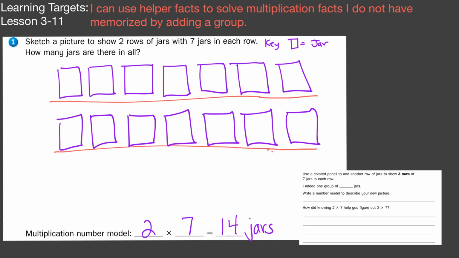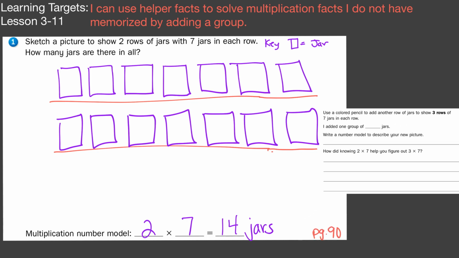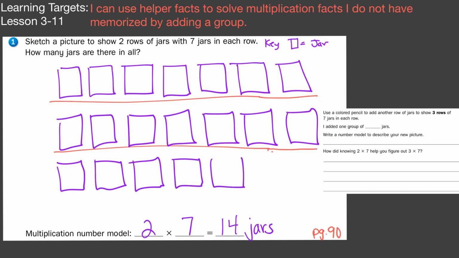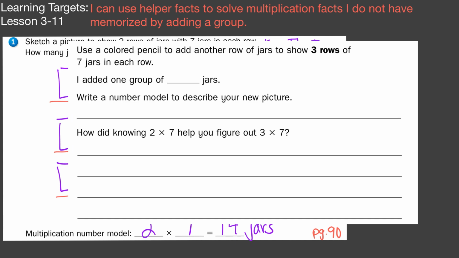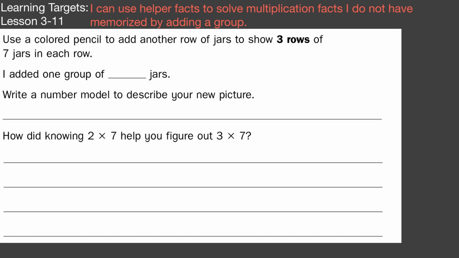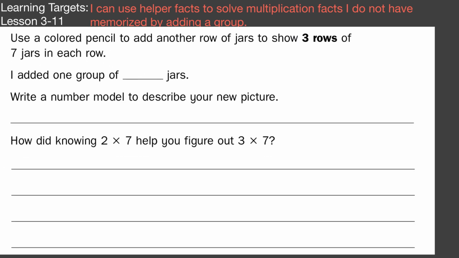So let's add our next row of jars. So move this over for a moment. We're going to add our jars here. 1, 2, 3, 4, 5, 6, 7. So now we've added our next row of jars. Let's go back to our next step of our problems. It says, I added 1 group of how many jars? And we added 1 group of 7 jars.